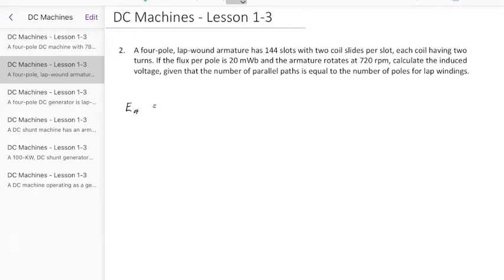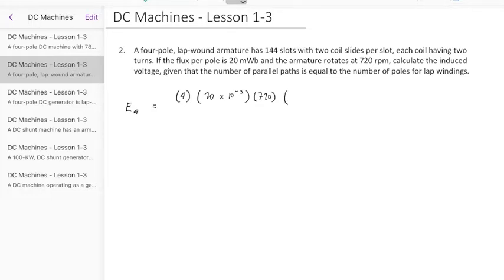So, E sub A gyud ang atong pangitaon. So, we have number of poles, 4. Then, ang flux per pole na to is 20 milliwebers. Then, we have 720 revolutions per minute.